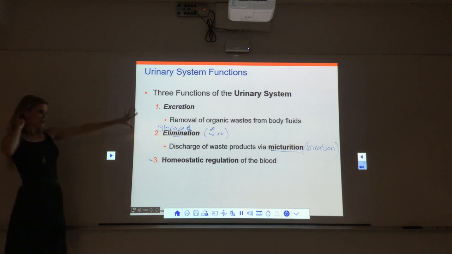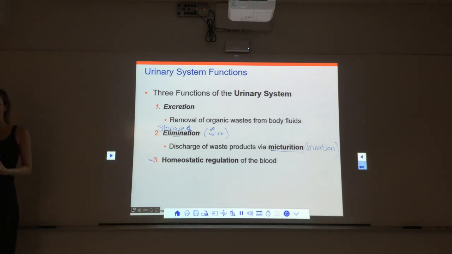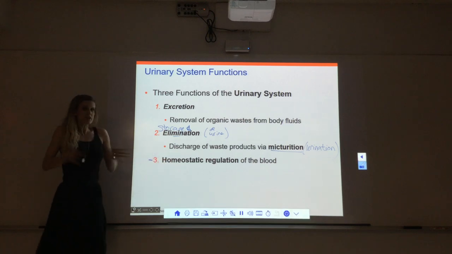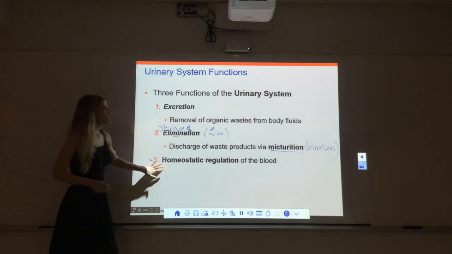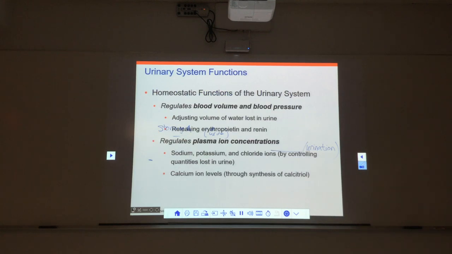But the urinary system, and the kidney in particular, are extremely important for the homeostatic regulation of the blood. Remember we said the kidneys filter the blood, right? They filter extra stuff out of the bloodstream and put it in the urine so that we can get it out of the body. That directly controls concentrations, ion levels, fluid levels, waste levels of the bloodstream. Okay, so the urinary system is extremely important when we start to look at homeostatic regulation of the blood. Again, this is really dynamic.